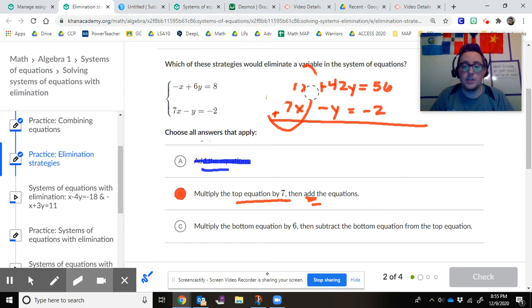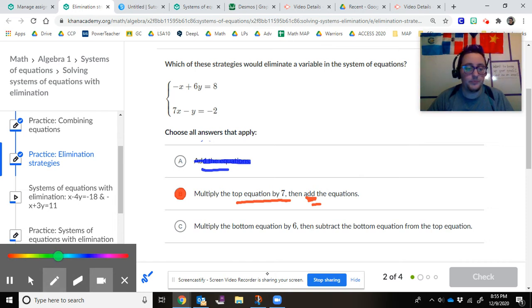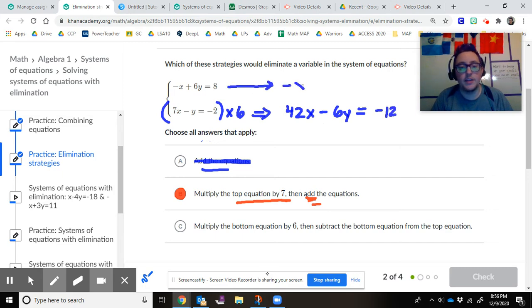So for C, let me just erase all this with my fun eraser. C says multiply the bottom equation by 6 and then subtract. Okay, so if I multiply this one times 6, I would get 7x times 6 is 42x. Negative y times 6 would be negative 6y. And negative 2 times 6 would be negative 12. If I bring this one over, that would be negative x plus 6y equals 8.